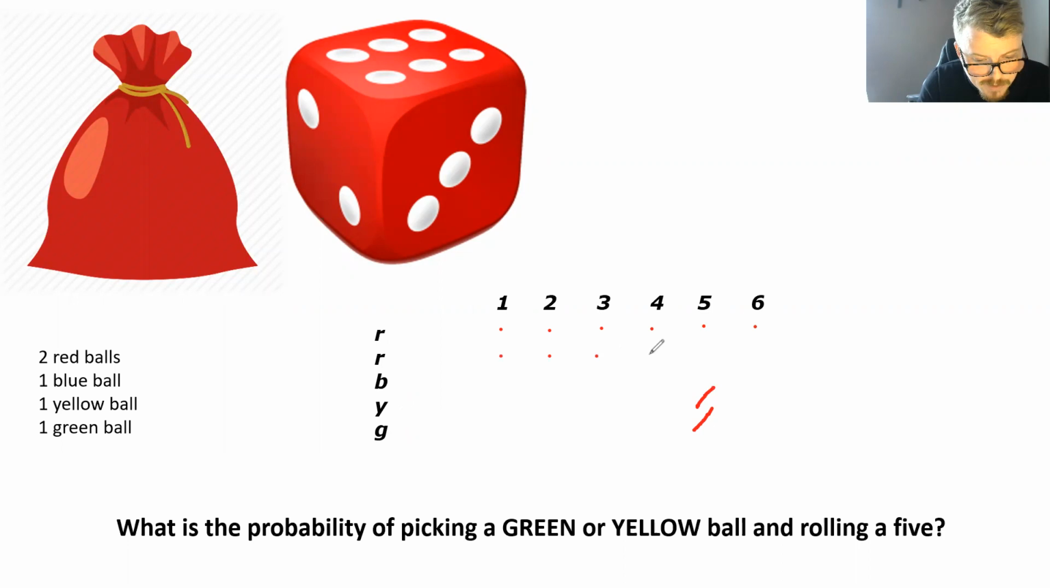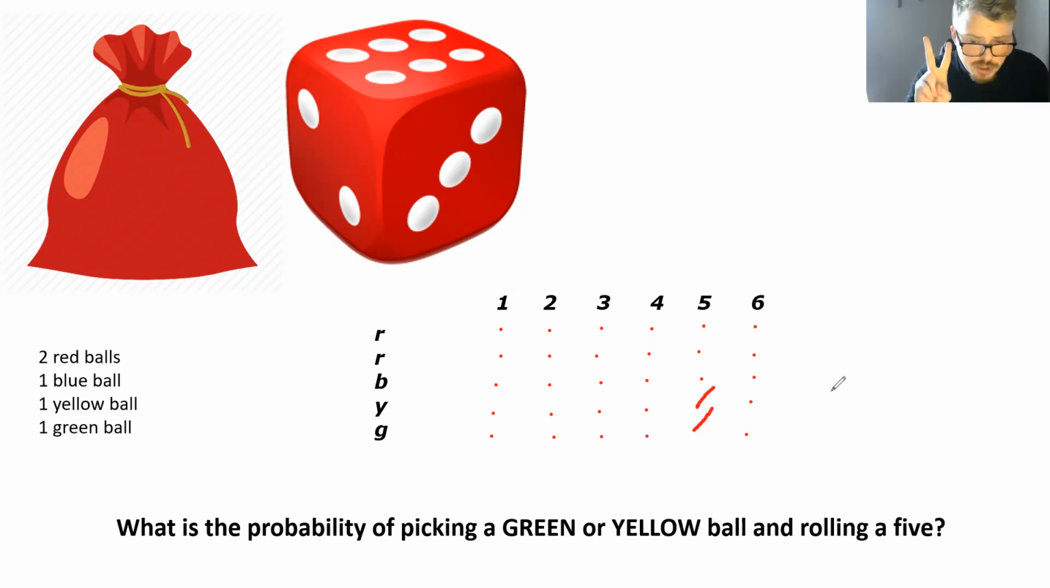Okay, so bear with me while I do this. What I'm doing now is I'm marking all of the undesired outcomes, all of the outcomes that we don't want, because if we get these outcomes, we're not going to win the game. Okay, so look what I'm left with.